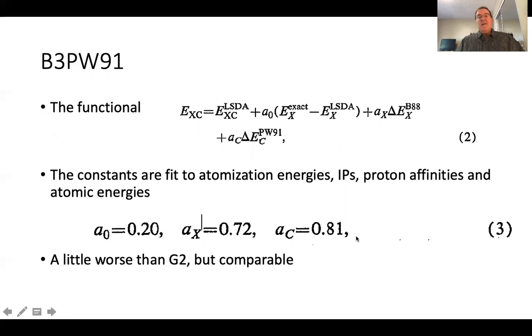Now, when you compare to the trial data sets that you didn't fit to, you find out it does a little worse than the G2 method, but the G2 method is a wave function based method and is much slower. It doesn't scale nearly as well, and this is pretty comparable. So you say, my gosh, that's an advantage. I can do this calculation faster and get about the same results.